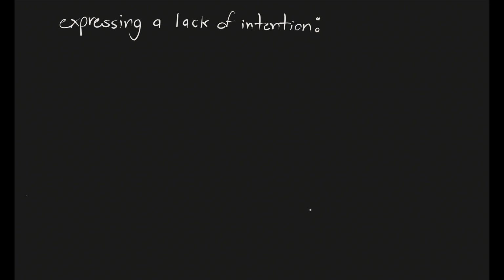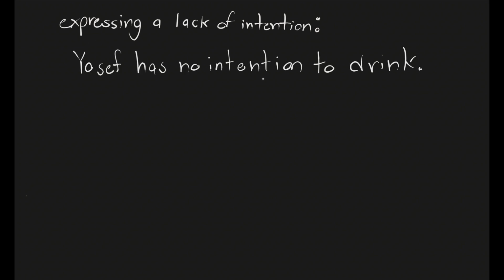Well, let's think of a sentence. So we're going to translate, Yosef has no intention to drink. How would we translate that? Let's first go through the vocab. So we have to drink here. We have has no intention, and we have Yosef. Has no intention, that's the ending, tsumori, but it's different. It's lack of intention, no intention. And then to drink, nomu.